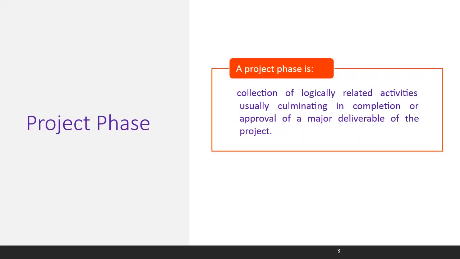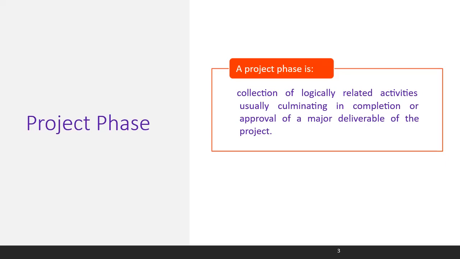The second concept we will discuss is a project phase. A project phase is a collection of logically related activities, usually culminating in completion or approval of a major deliverable of the project. Usually, projects are multi-phased with no defined number of phases. Phases are used when the nature of work in a phase is unique to a portion of a project and linked to the development of a specific major deliverable. Each phase will have all or most of the project management processes.